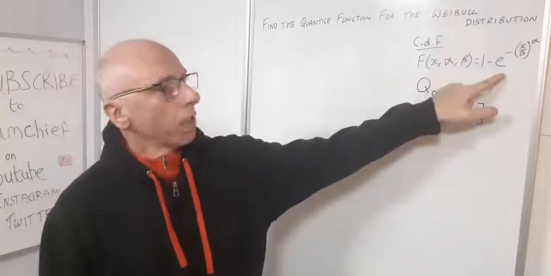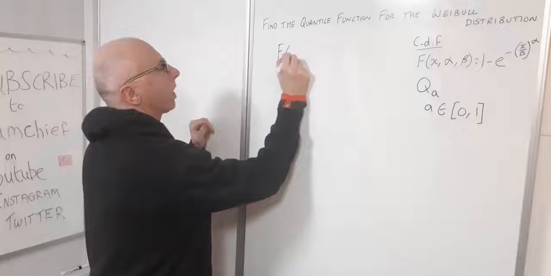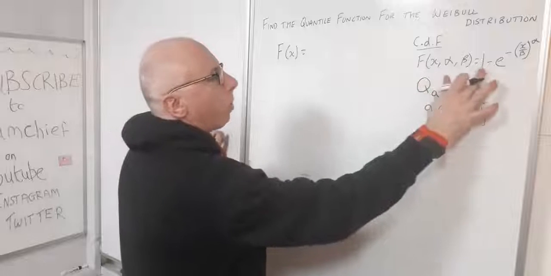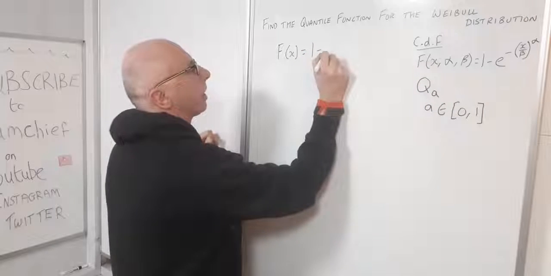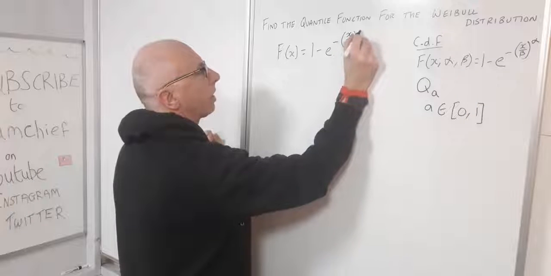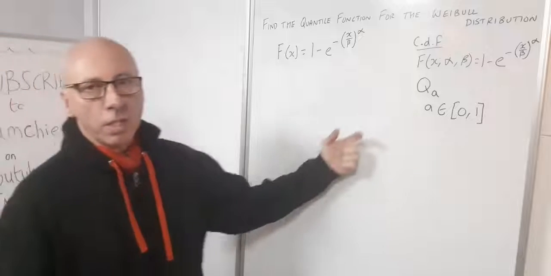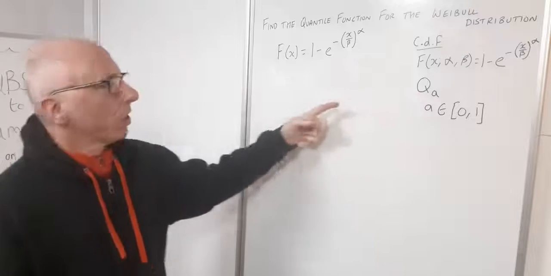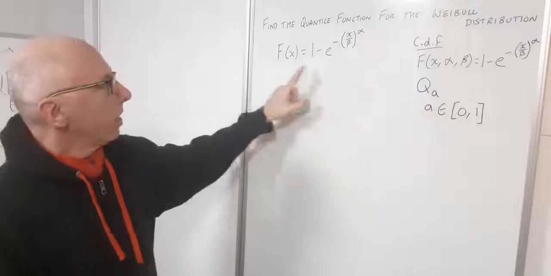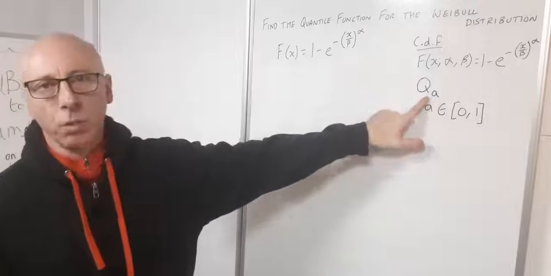So for this function here, let's just write our f function here. I'll just write it in terms of f of x. So we've got 1 minus the exponential of the negative of x over beta to the power of alpha. So now our setup to find the quantile function is: wherever the x is, we put QA and we set it equal to a. And the idea is to solve it for QA.